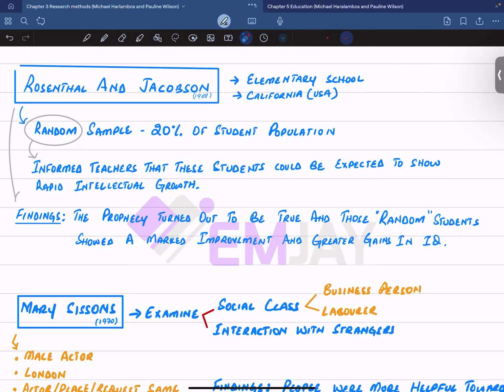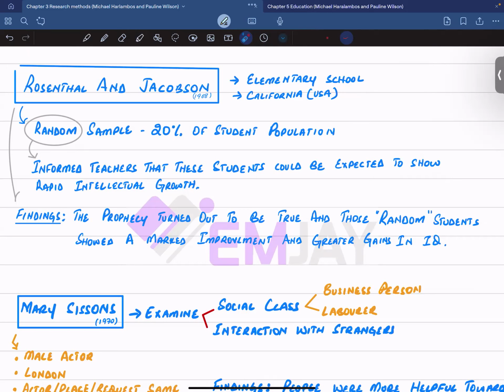If we talk about the sample, what actually happened in this research was that the researchers randomly picked around 20% of the student population and conveyed to the teachers that these students were the most able ones and would succeed ahead, which might have resulted in the teachers' perception of those students changing, and the teachers' interaction with those students changing. As a result, it was found that the prophecy turned out to be true. Those random students, I repeat, those randomly picked students who were labeled as high achievers, consequently showed more improvement and did better in the examinations.